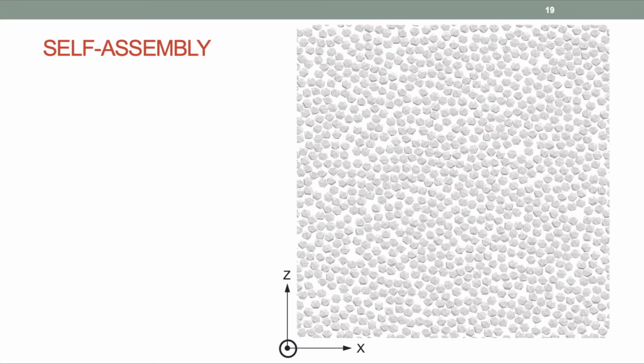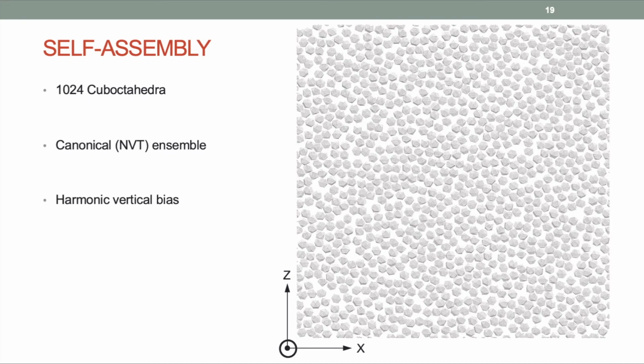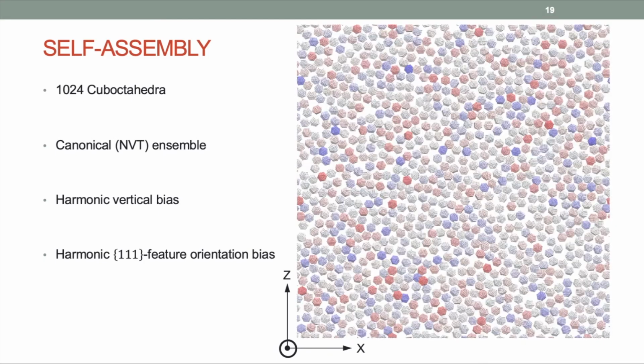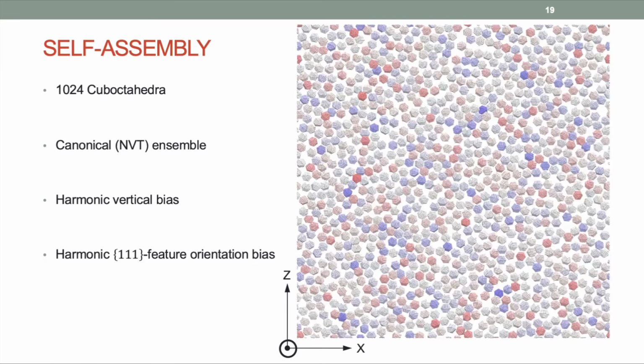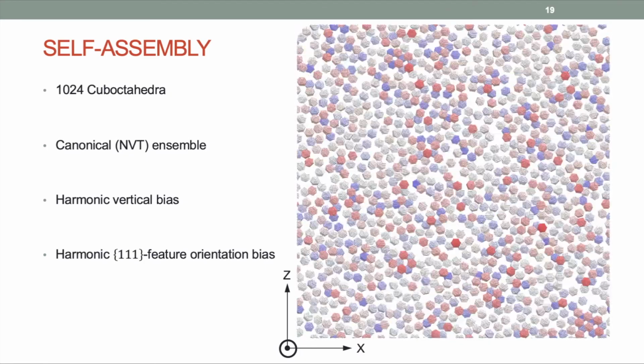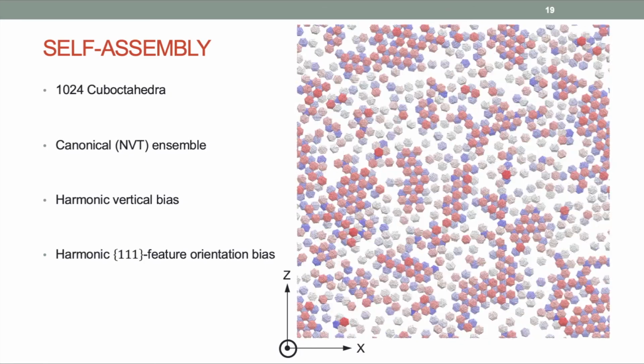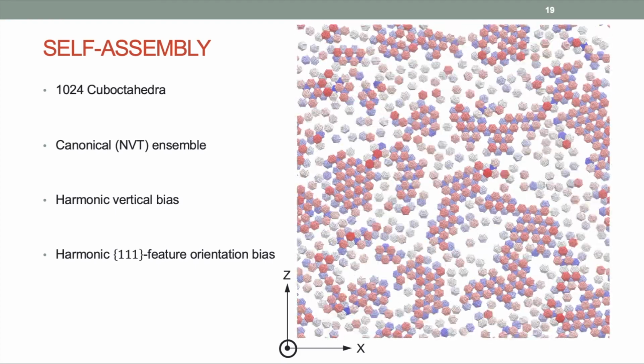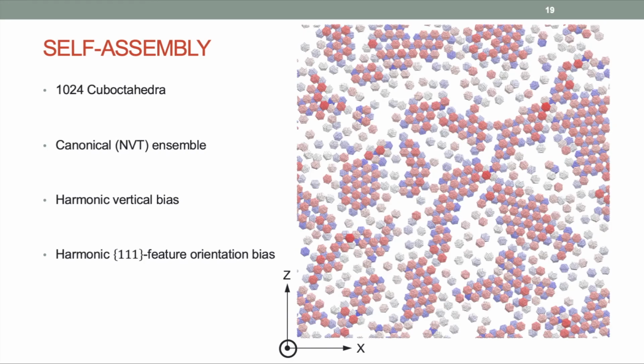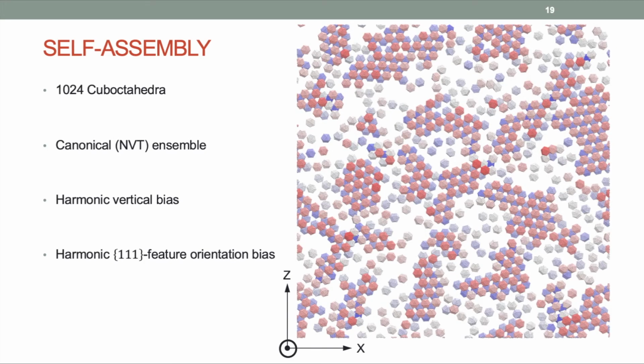To illustrate this, we simulate the assembly of a large array of cuboctahedra using a single 111 feature orientation potential. What you see is a top-down view of the self-assembly of 1024 cuboctahedra. The nanoparticles are colored based on their vertical position with respect to the interfacial plane. The nanoparticles are colored red if they are out of the plane, white if they're on the plane, and blue if they're into the plane. We can see that the nanoparticles assemble into a honeycomb superstructure.